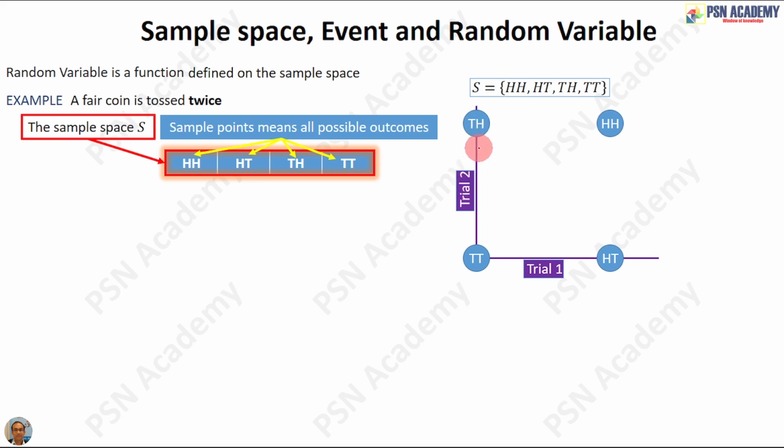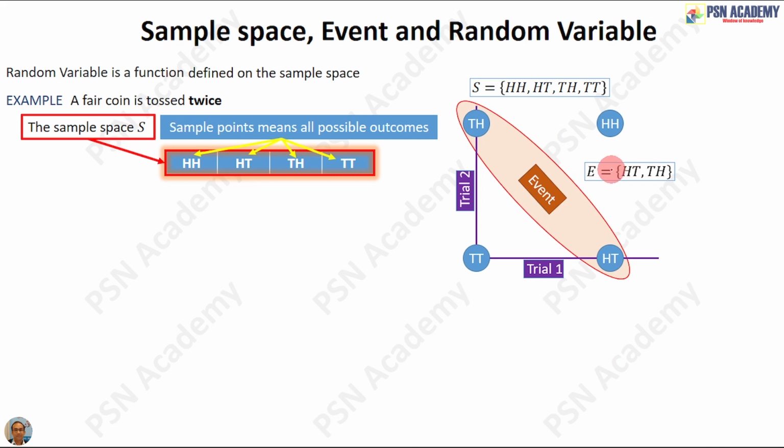Now, if our interest is on a single head, then we get these 2 points, right? Here is the 1 point and here is the second point, right? So these 2 points are defining a single head, and this collection is called an event. So event is also a set, that is TH and HT, that depends upon our interest. Now this event E is taking the elements from the sample space S. So E is a subset of S, right? So remember that event is a set or a subset of the sample space.